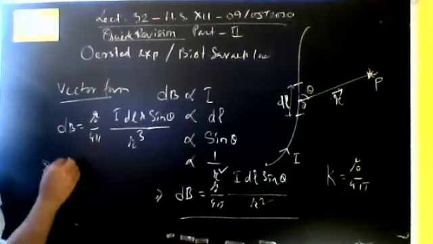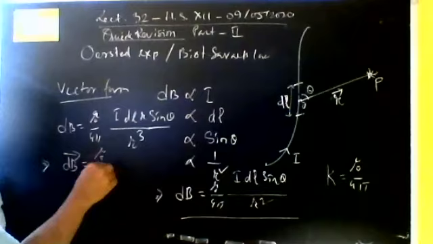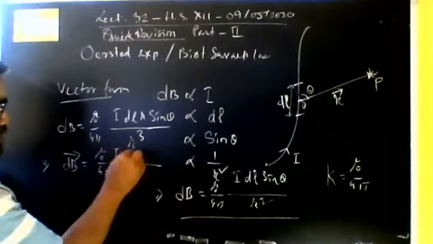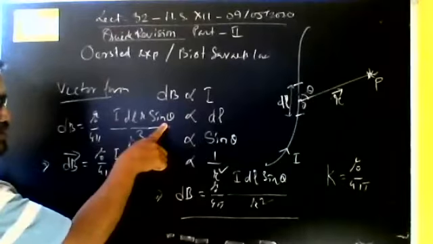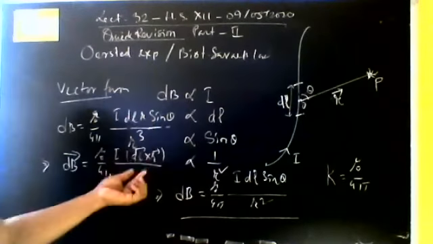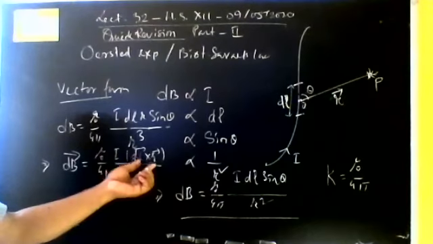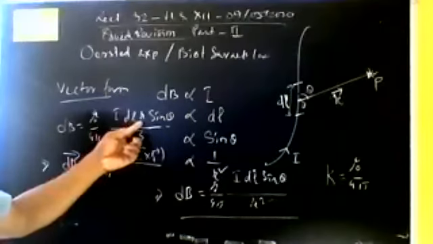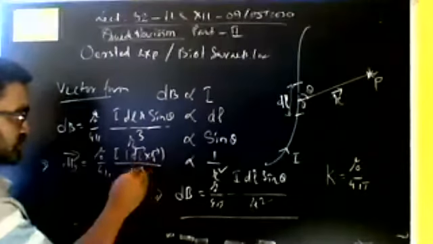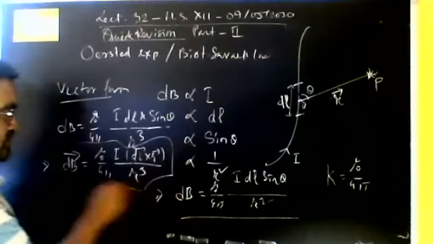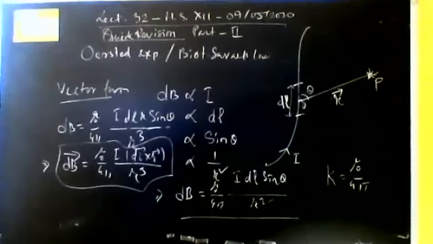So after that, you can put the vector dB equal to mu naught by 4 pi I dl cross r, because dl r sin theta is indirectly the magnitude of the dl cross r vector. Okay, dl cross r vector can be written as dl r sin theta n cap. So this is the representation of the vector form of Biot-Savart's law, right?